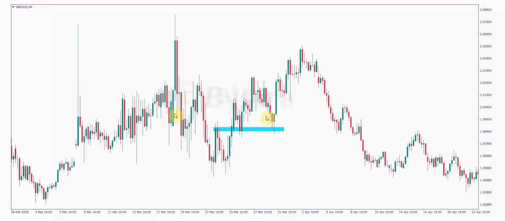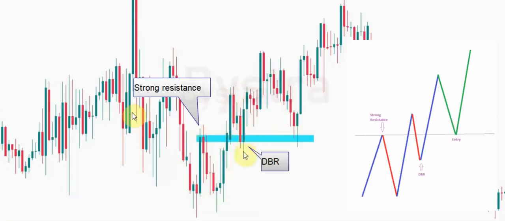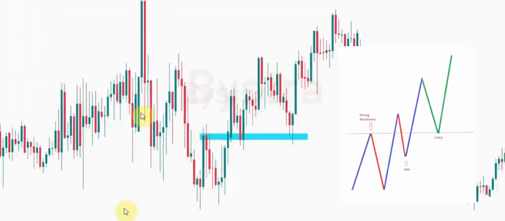Alright, here is the example of the SNRC2. We have strong resistance, and then we have drop-based rally, and then price came back and continued to fly.